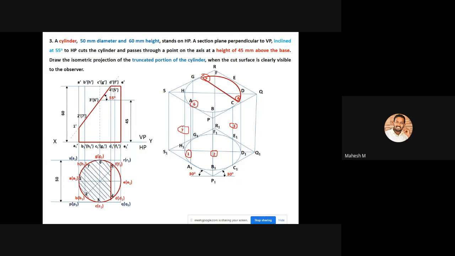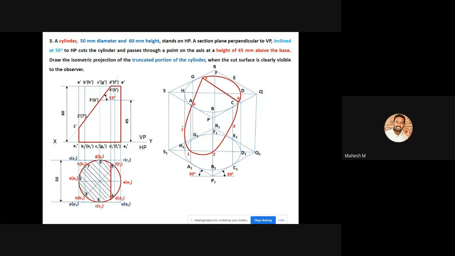So now you can connect these 7 cutting points with your free hand, and it should be connected like a curve. So you should not use your scale. Okay, like this you have to connect all the 7 cutting points with your free hand. Please don't use a scale for this.